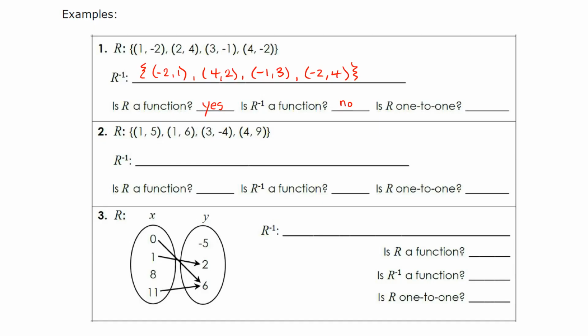Now, is R 1-to-1? Well, in order for it to be 1-to-1, the relation would need to be a function and its inverse would need to be a function. So no.